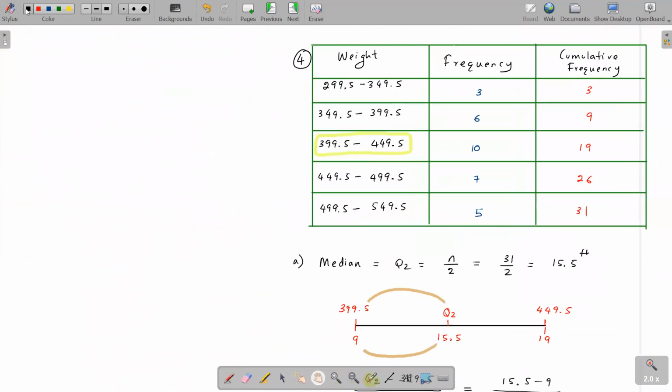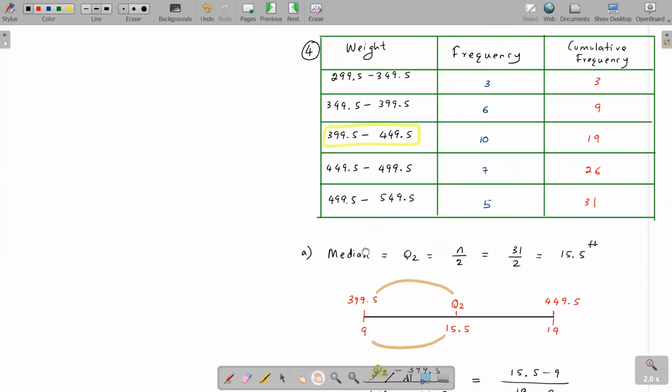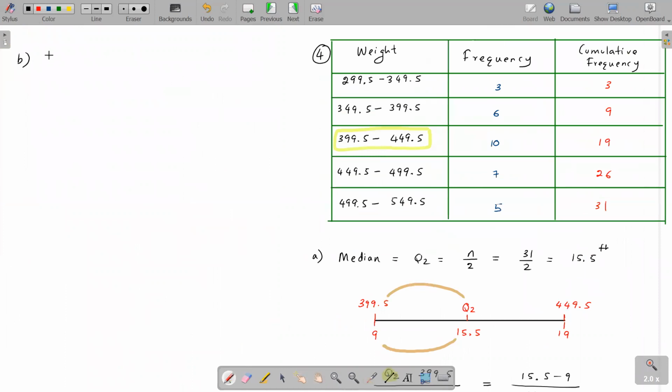Let me do part B over here. Okay, lower quartile. So when it comes to the lower quartile Q1, I told you the formulas we use don't change. It's just the application that will change. So the Q1 formula is n divided by 4. That is the formula we use for Q1, n divided by 4. How much is n? N is the total frequency. Total frequency is over here, as you can see. Total frequency is 31.